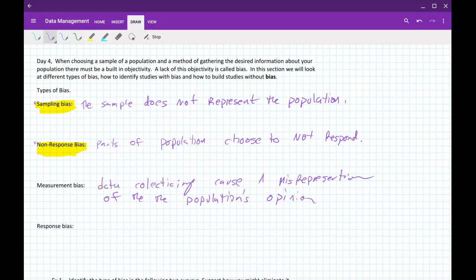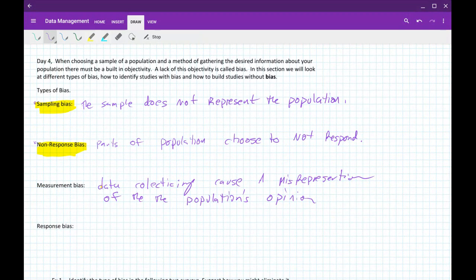So in a way, you've sort of screwed up the response to this question by asking it in this sort of volatile, emotional manner. You know what I mean? So that would be a measurement bias, what would be called a loaded question.